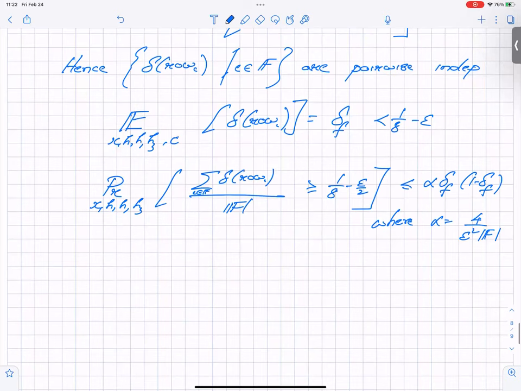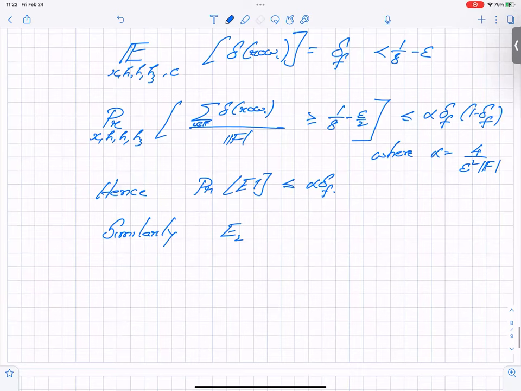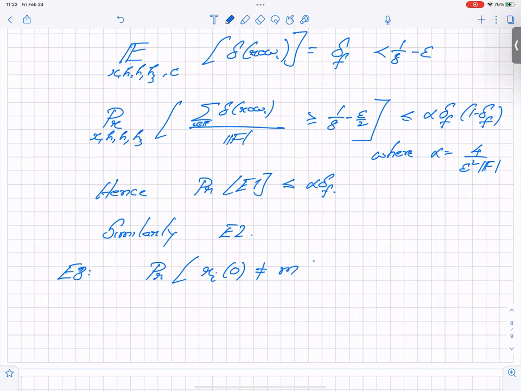The probability of E1, what we have shown, is at most alpha delta f. Similarly for E2. I'll just talk about E3 and wrap up. We are already very, very much behind time. So E3 will be the same here; we just have to observe. Let's look at E3. What was E3? E3 was the probability that Ri at the point 0 is not equal to Mi at the point 0.